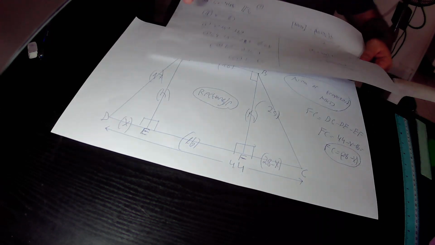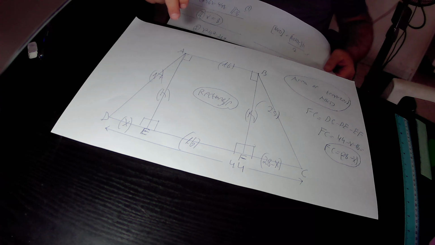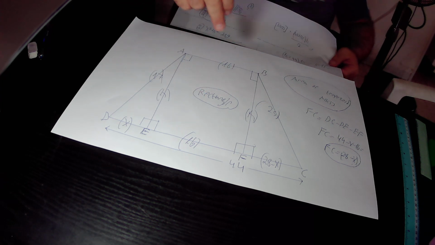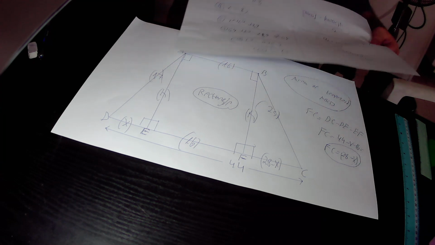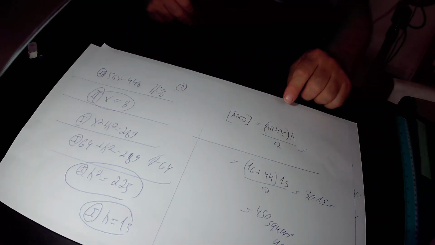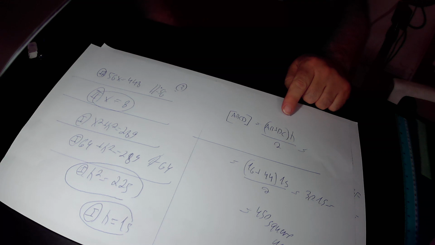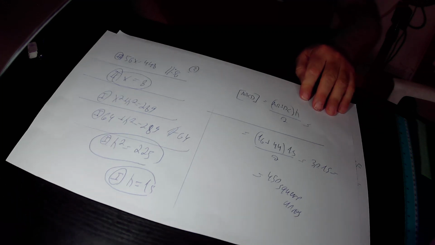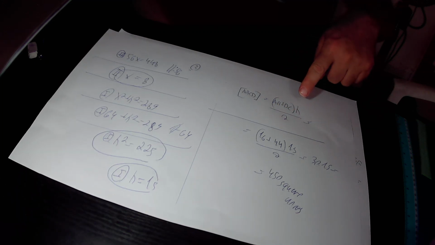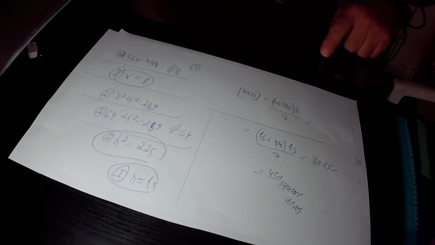The area of trapezoid ABCD will be equal to the sum of its two parallel bases, that is AB plus DC, times the height over 2. Again, the area equals the sum of its two parallel bases, AB plus DC, times the height H, over 2. So the area equals AB, that is 16, plus DC, that is 44, times the height H, that is 15, divided by 2.